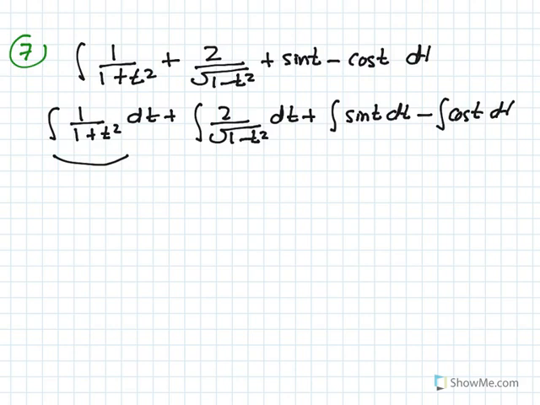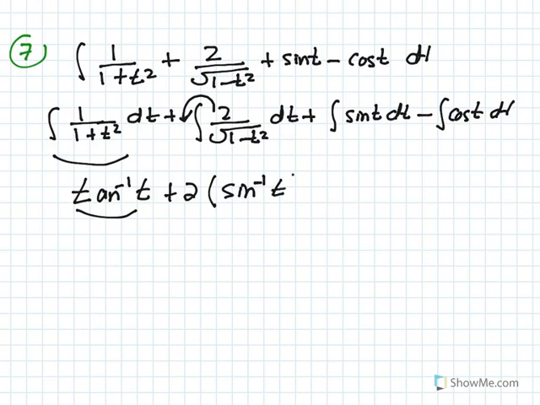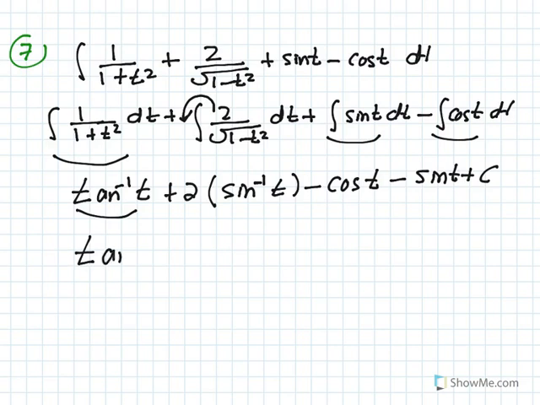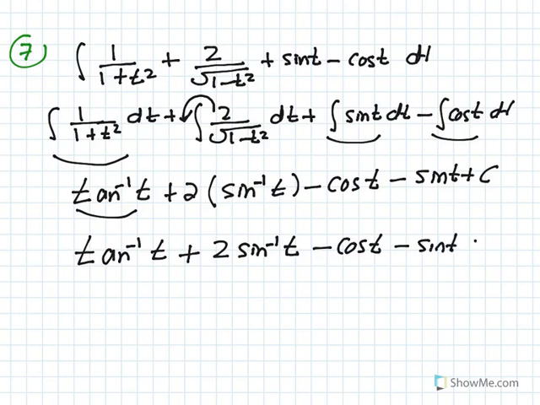Antiderivative of 1 over 1 plus t squared, this is tan minus 1 t. That's arctan t. Bring this 2 out, plus 2, and the integral of 1 over root 1 minus t squared is sine minus 1 t, arc sine t. Integral of sine t is minus cos t. Integral of cos t is sine t, plus c. Let's rewrite this. That's tan minus 1 t plus 2 sine minus 1 t minus cos t minus sine t plus c.